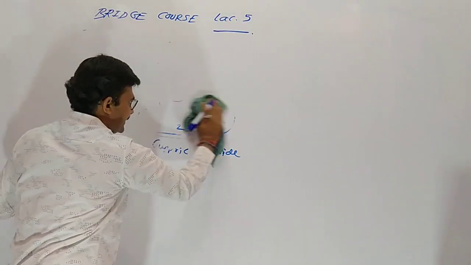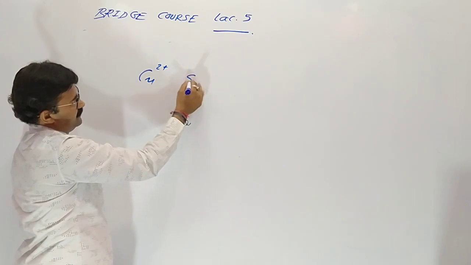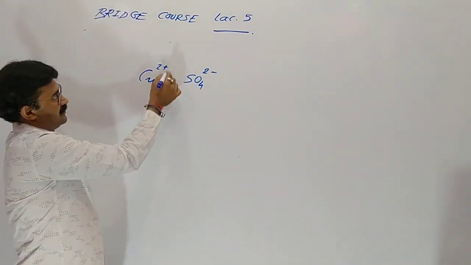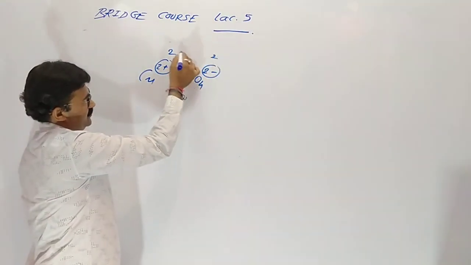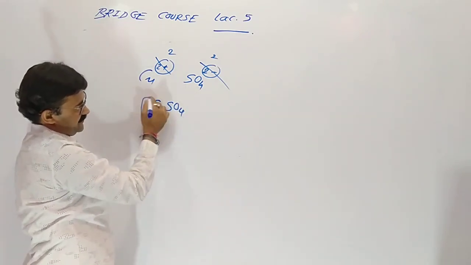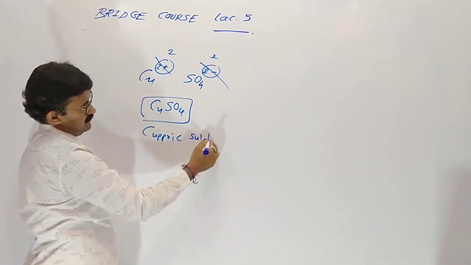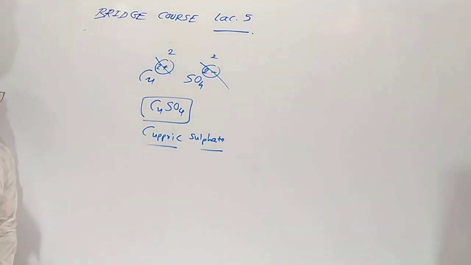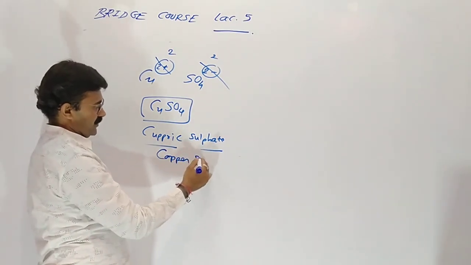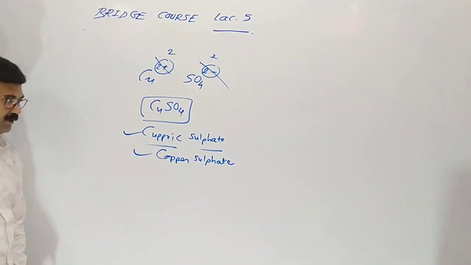Whenever the charge is the same, don't make a cross multiplication. Plus 2 means 2, minus 2 means 2. Charge is already equal. So don't make a cross multiplication. Directly cupric sulfate. Cupric sulfate, otherwise copper sulfate is the common name. This compound we also call copper sulfate.